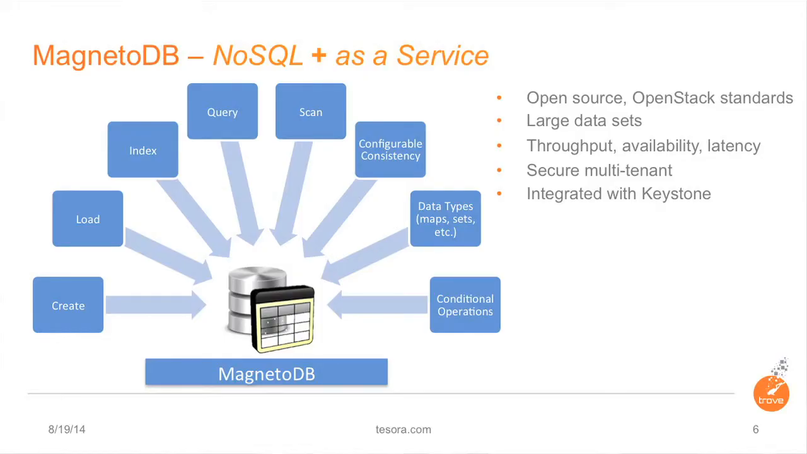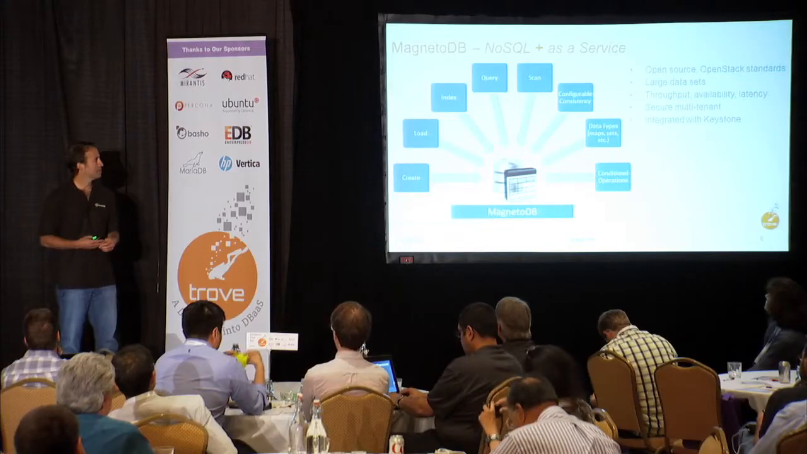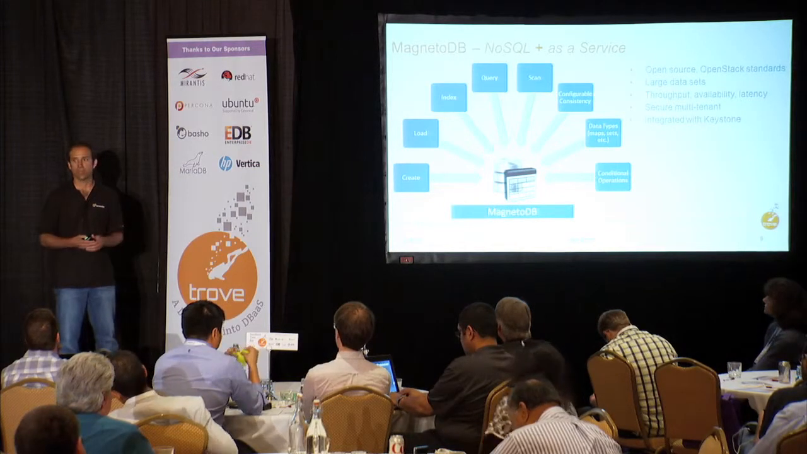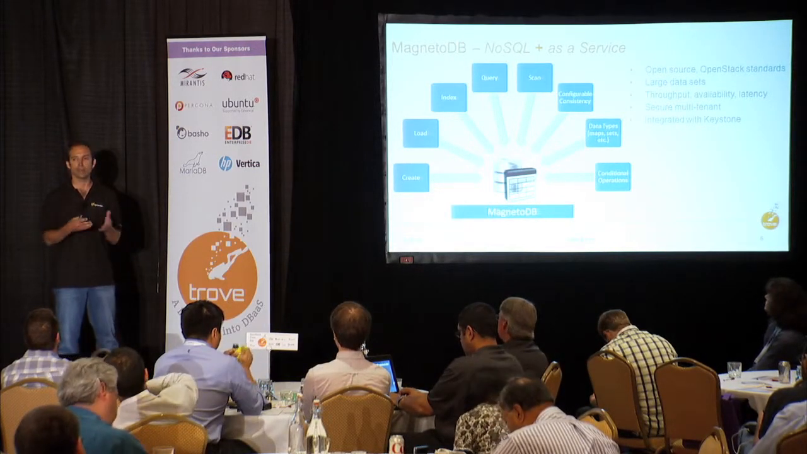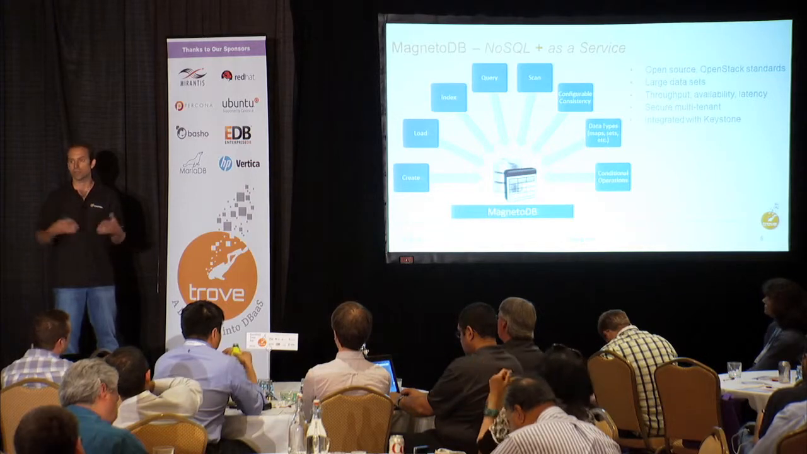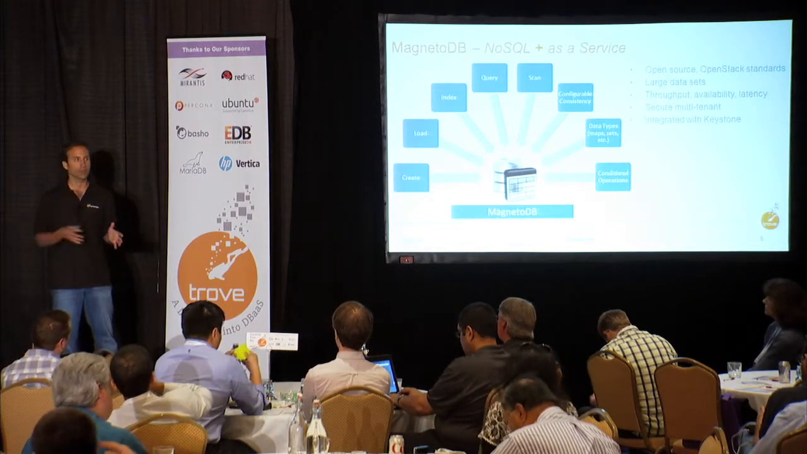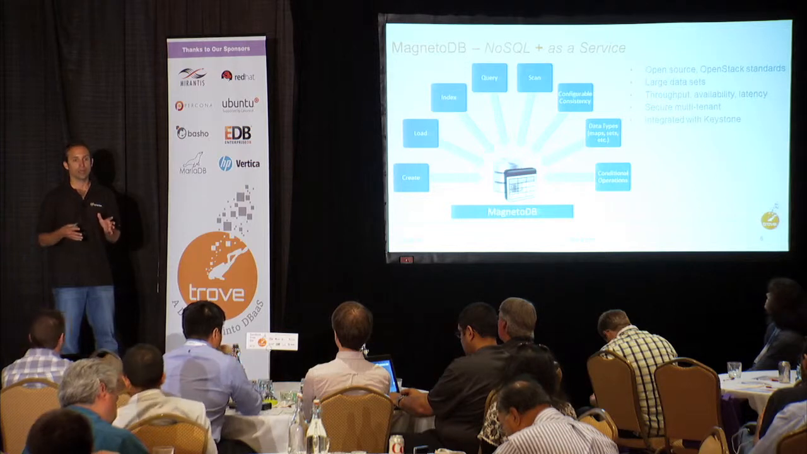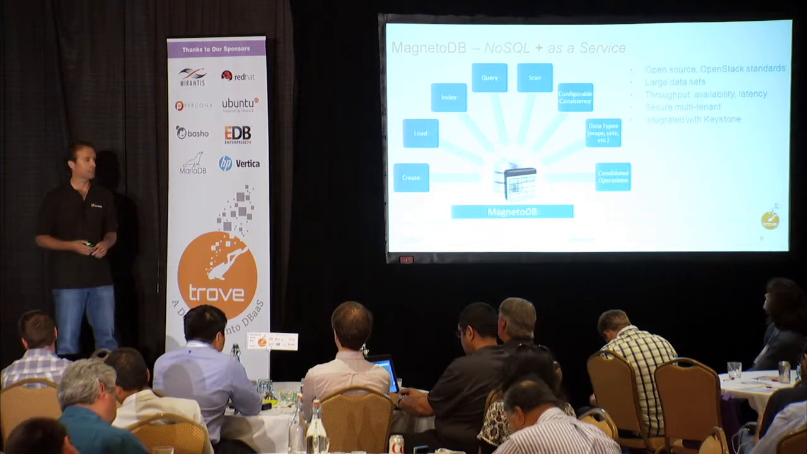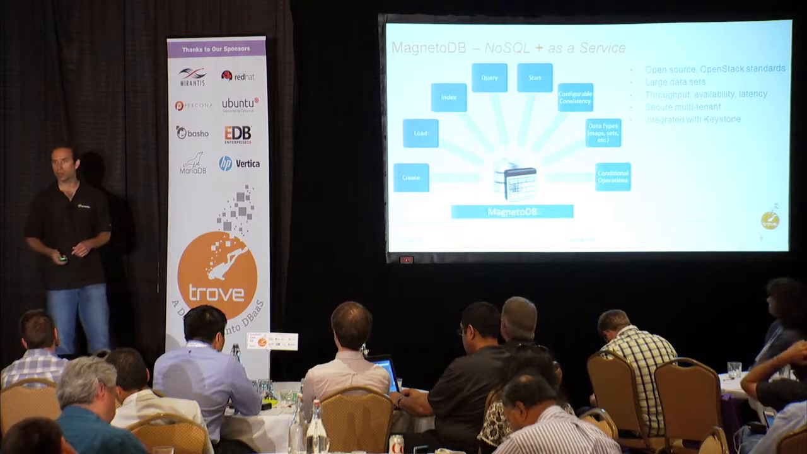So our model is fully open source. We're complying with all the OpenStack standards. Again, we're trying to work our way into incubator status. Our focus is on very large data sets, lots of throughput, low latency. We want to be out there on the production line feeding web services. We're secure multi-tenant, right? So again, since we're not handing the database over to somebody else to manage for themselves, since this is a shared database, we need to make sure that we're keeping everybody's data and everybody's quality of service nicely contained. And again, integrated with Keystone.